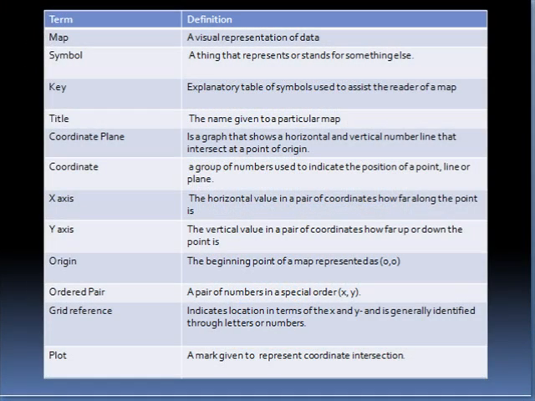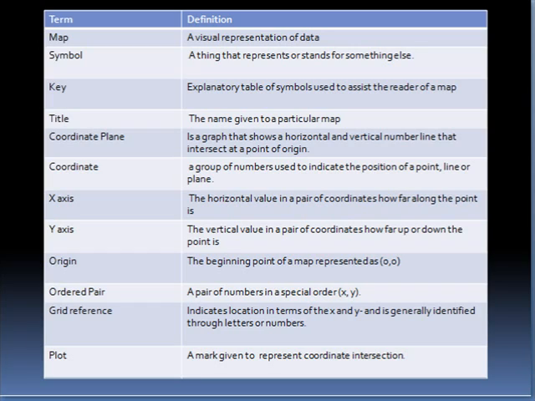Here is a list of terminology that will be used frequently throughout our Galaxy Quest. It is important to familiarise yourself with the terminology and their meanings to increase your understanding about mapping and coordinates as a concept. Map, a visual representation of data. Symbol, a thing that represents or stands for something else. Key, an explanatory table of symbols used to assist the reader of a map. Title, the name given to a particular map.